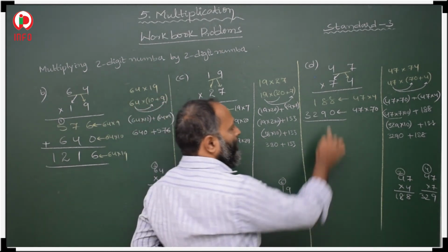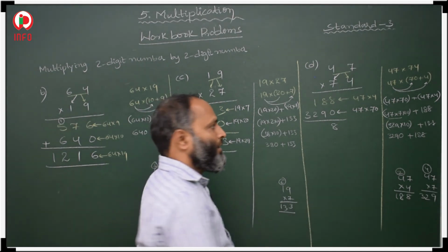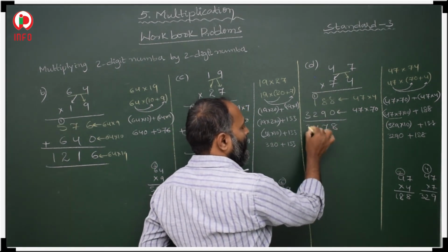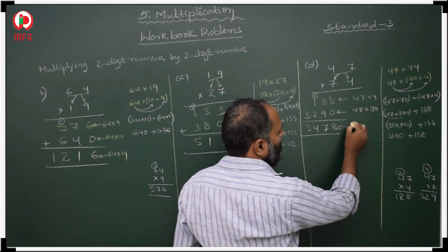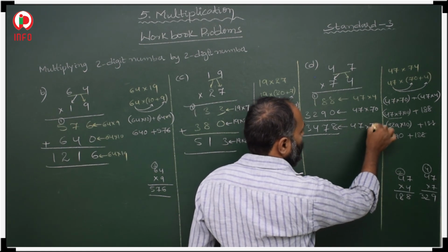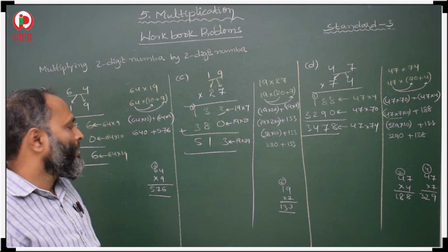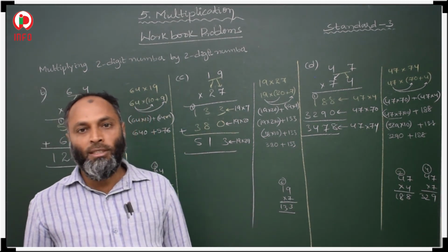Now add. 8 plus 0, 8. 8 plus 9, 17. 4 plus 3, 7... 3290 plus 188 gives 3478. It represents 47 into 74. So in this way we have to do multiplication. Some questions are there, that is your home assignment. Okay.